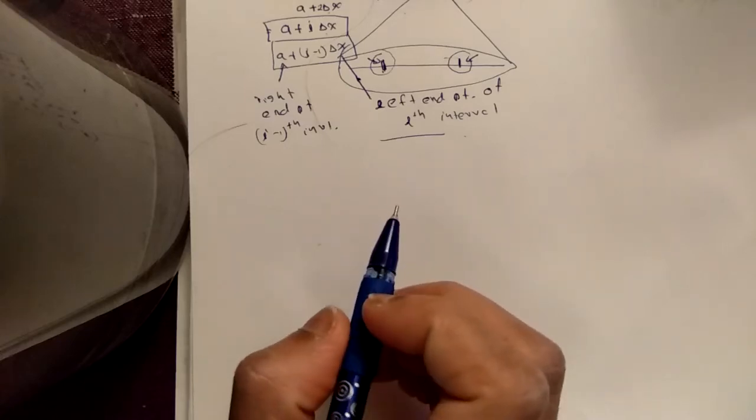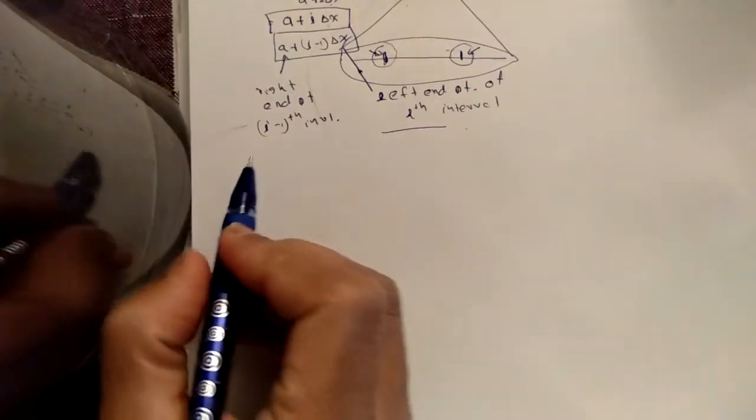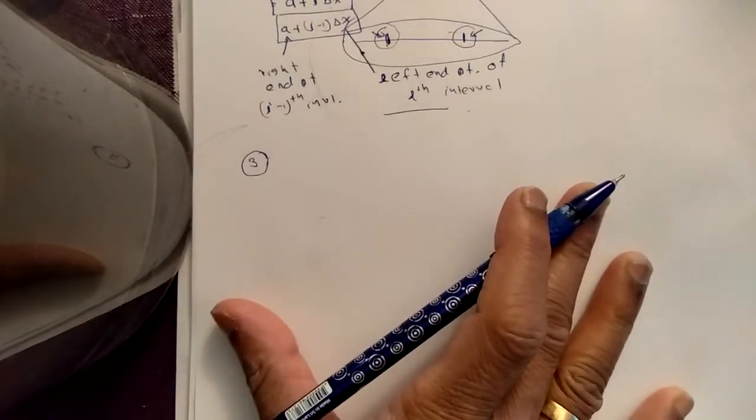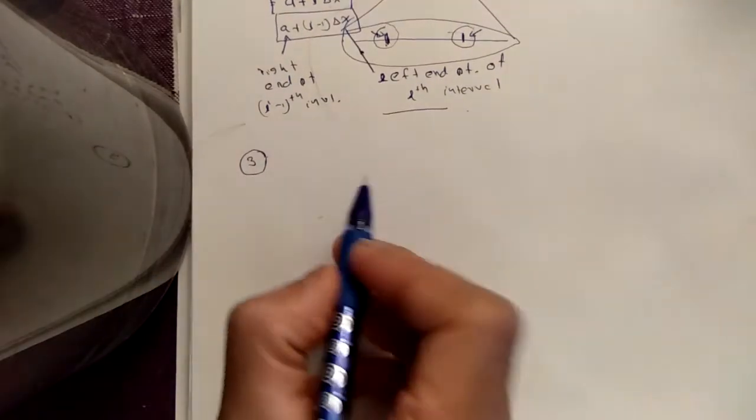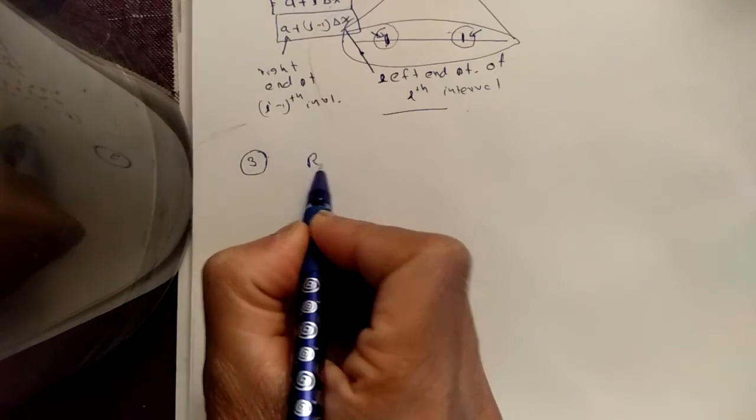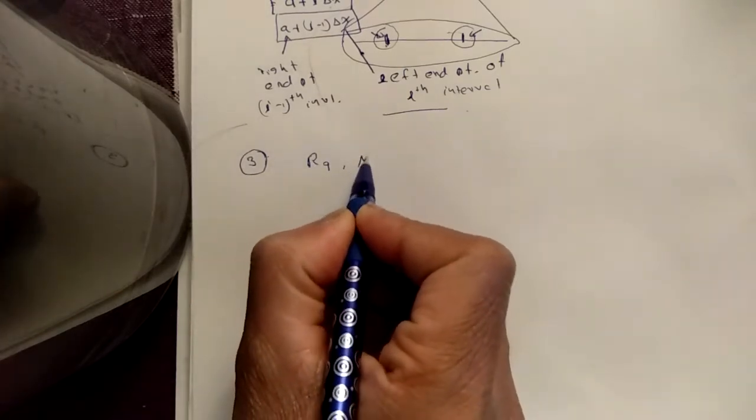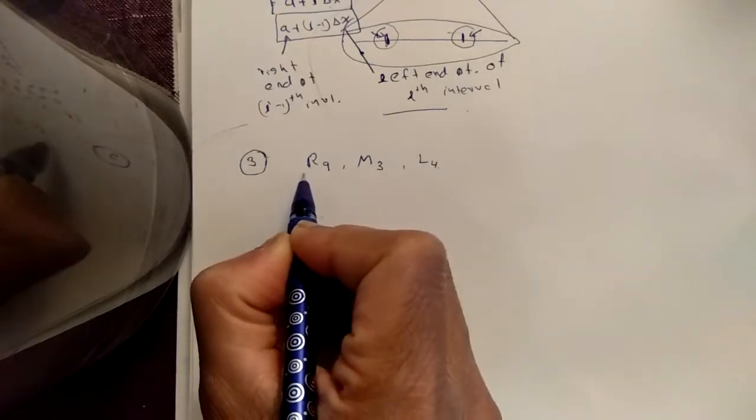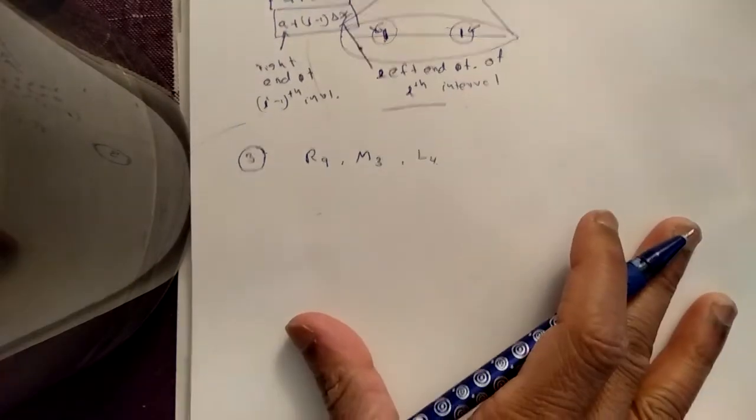Okay, now let's move on to question number 3 of our first worksheet. There we have to compute all sample points for R9, M3 and L4. First, let's see what these symbols mean.